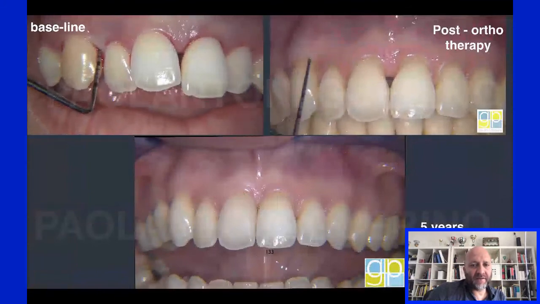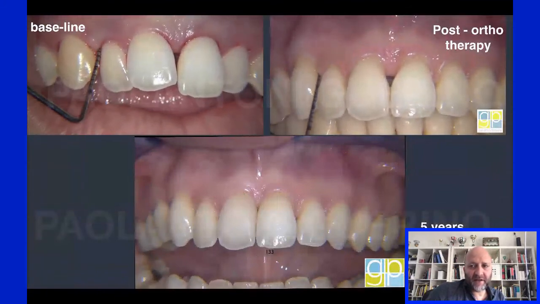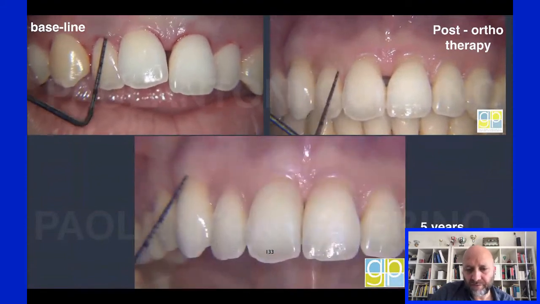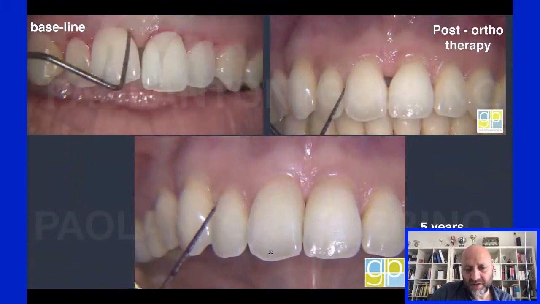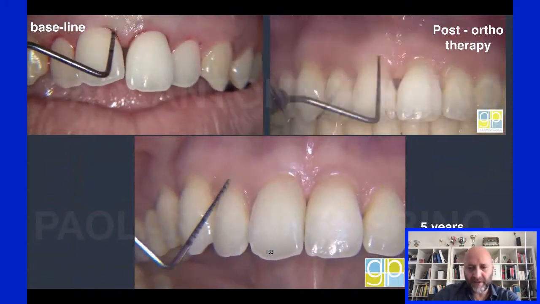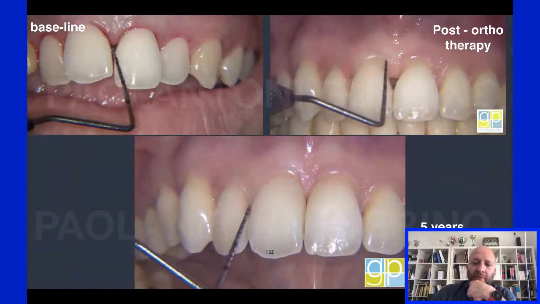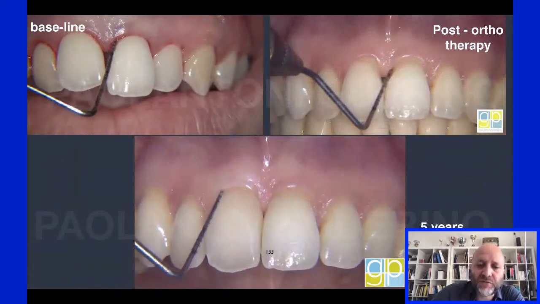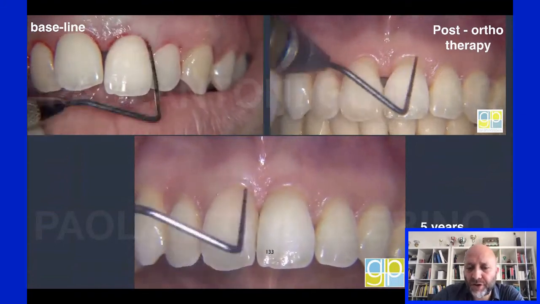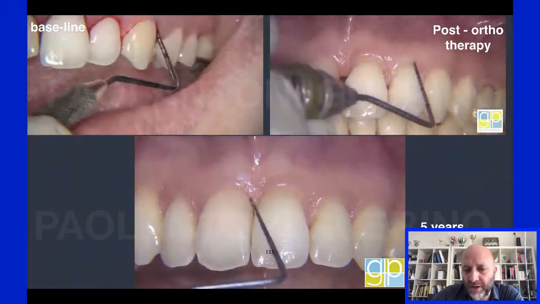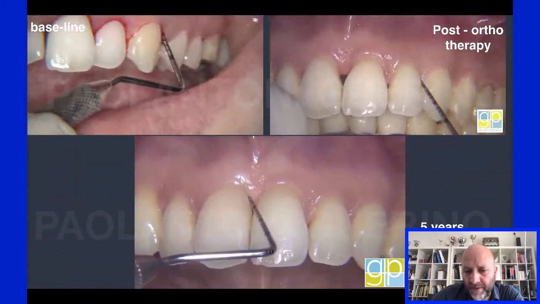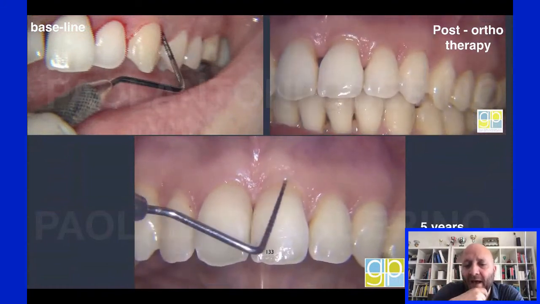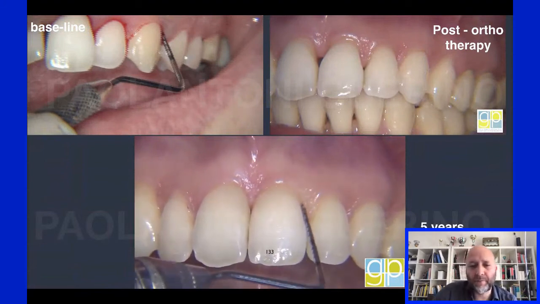In the final result, we can see the aspect at the baseline, at post-orthodontic therapy, and at a control after 5 years. You can see the very stable periodontal tissue. It is very important to maintain this kind of health, thanks to recall of the patient in periodontal non-surgical maintenance, because very often recurrence of periodontal disease can happen.